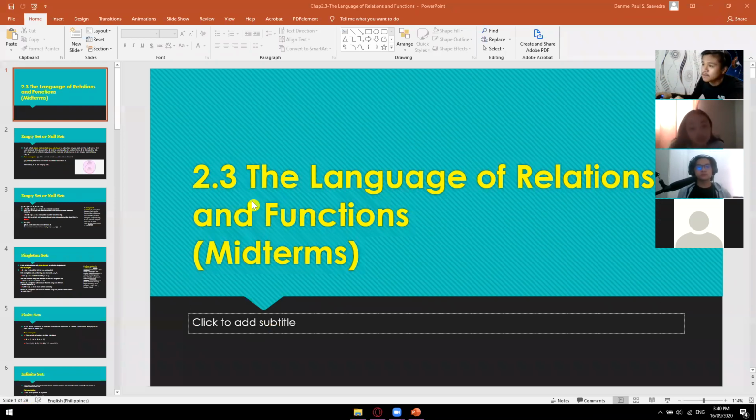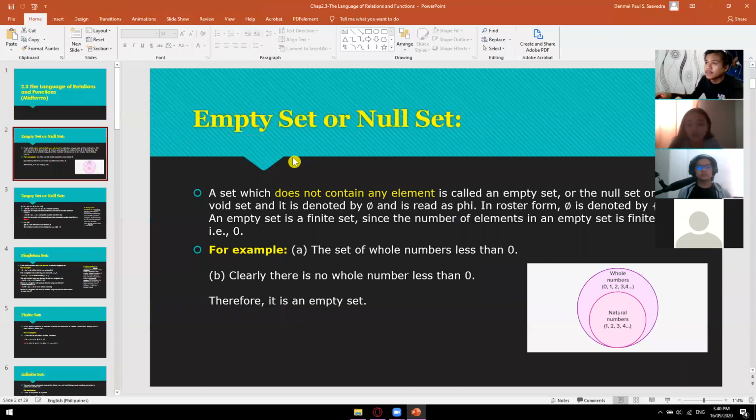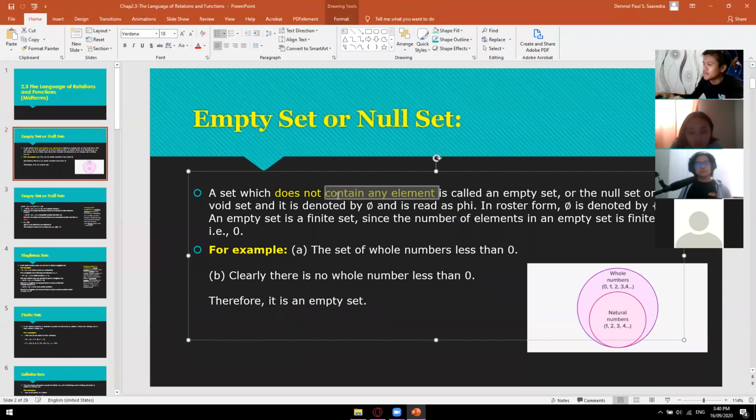Alright, so the next topic would be language of relations and functions. Okay, so this one is now chapter 2.3. Alright, so the first one that you guys need to know are the sets, or what are the types of sets. Okay, so nabanggit ko na to last meeting. Meron tayong empty set or null set, and then meron na rin nagtanong kung ano bang pinagkaiba ng empty set or null set. And then I think he searched on the Google, and then he found out that they are just the same. Okay, so empty set or null set is a set which does not contain any element. Okay, so it is called an empty set.